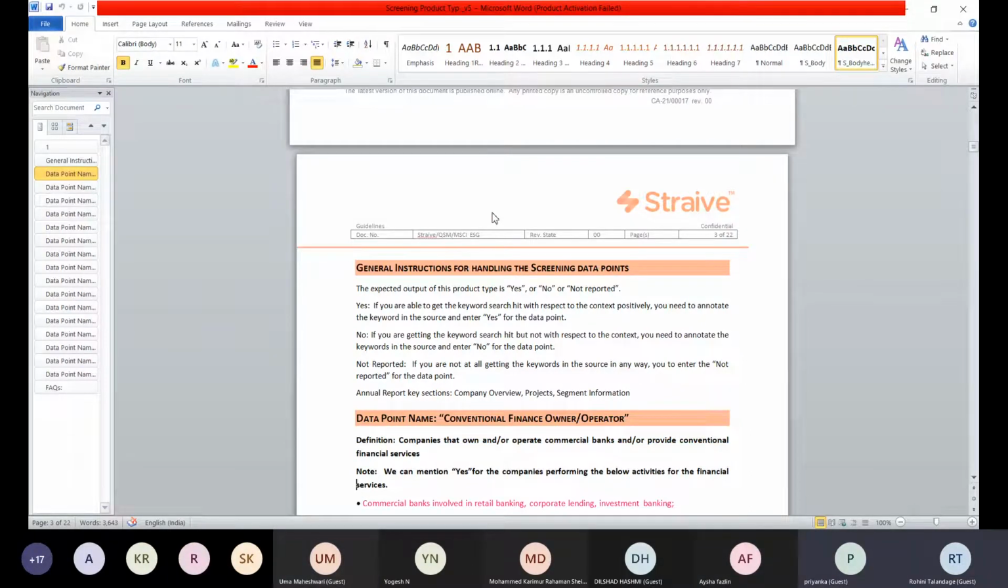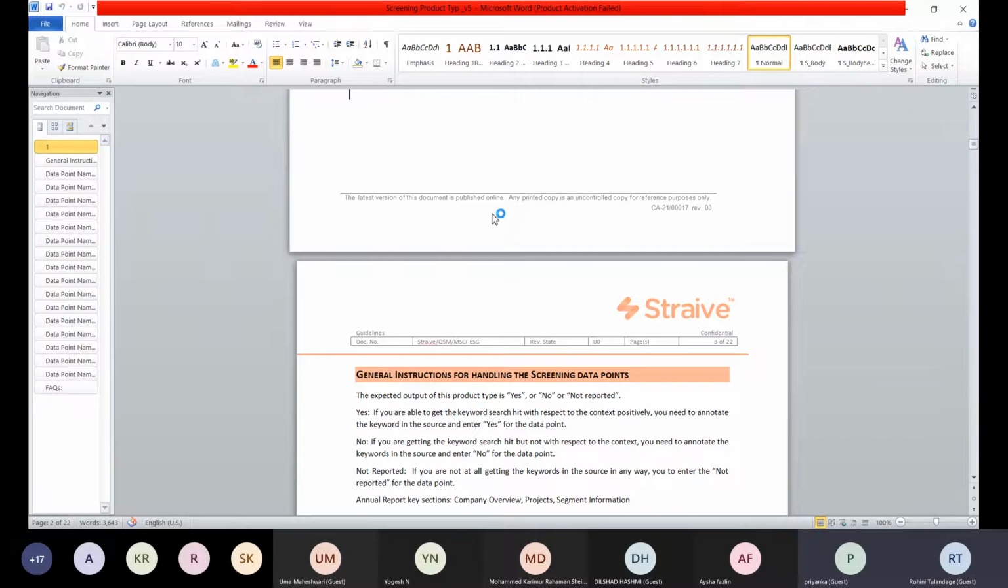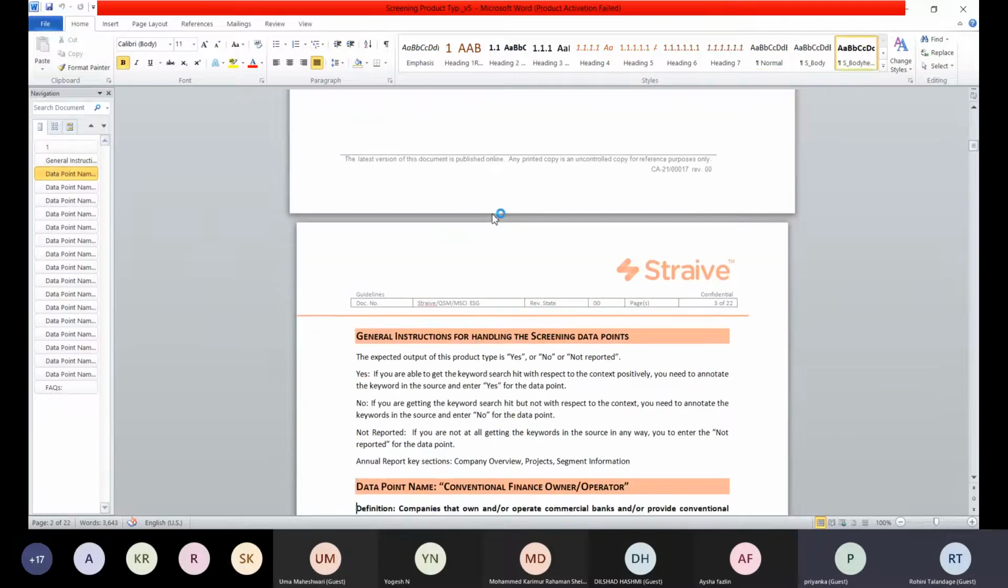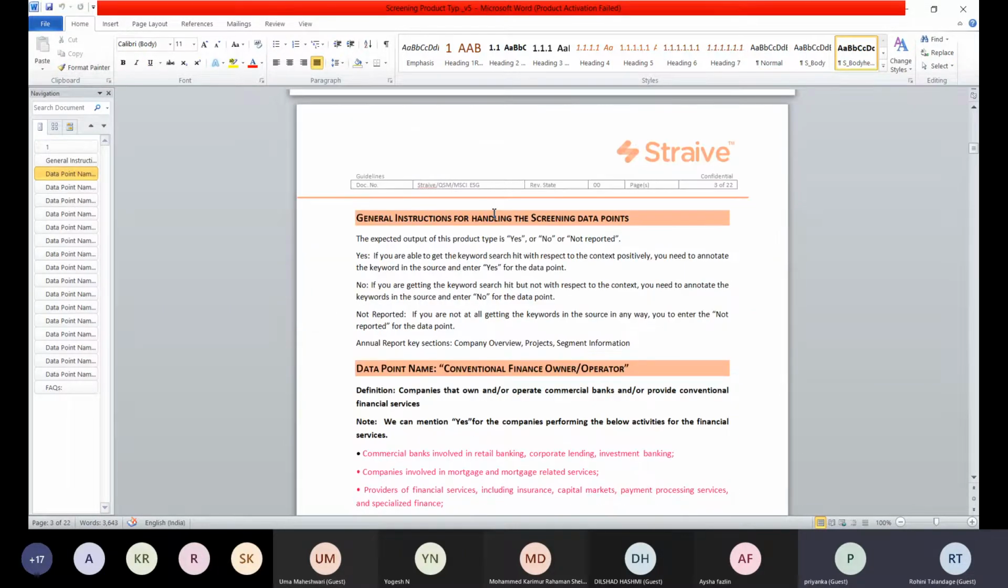Yeah. So now in this we have some 16 data points. I'll just explain what the basic concept is. For each data point we have a drop down with yes, no or not reported. You can see here, right? For yes, we will mark only if the context is in a positive way. Then only we can mark yes.